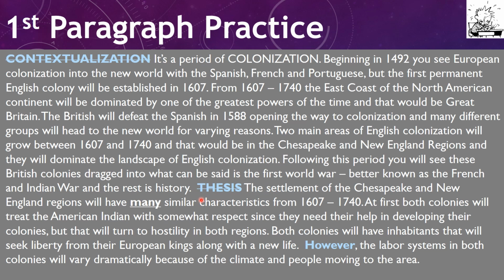At first, both colonies with American Indians are going to have somewhat the same type of relationship. Both colonies also are going to have inhabitants seeking liberty. However, the labor system, I chose to go with just the labor system in both colonies, will vary dramatically because of the climate and the people that are moving there. So it kind of gives you an idea of how I would set up my first paragraph, but you can tell when you look at the thesis what my second paragraph, what my third paragraph, what my fourth paragraph is going to be about. My second paragraph is going to be about American Indians. My third paragraph is going to be about seeking liberty, and my fourth paragraph is going to be about the labor systems. So the reader already knows what it is, and that's going to guarantee my thesis point. I emphasize that you make sure that you put in the however statement, so that is a little qualifier to the reader, a little heads up to the reader.